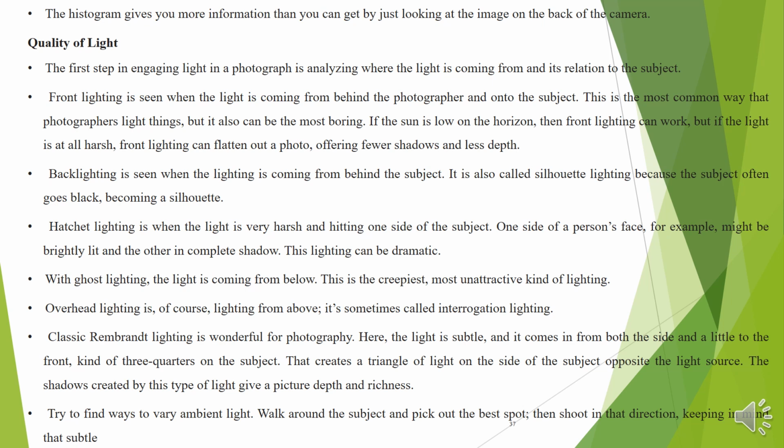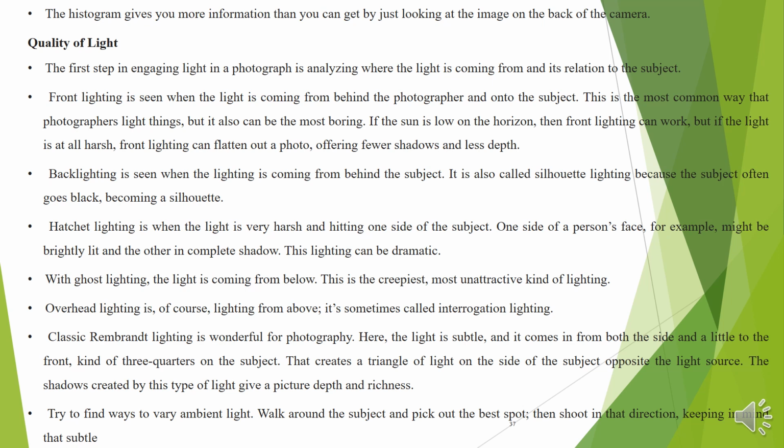Hatched lighting is when the light is very harsh and hitting one side of the subject. One side of the person's face, for example, might be brightly lit and the other in complete shadow. This lighting can be dramatic. With ghost lighting, the light is coming from below. This is the creepiest, most unattractive kind of lighting. Overhead lighting is, of course, lighting from above. It's sometimes called interrogation lighting.